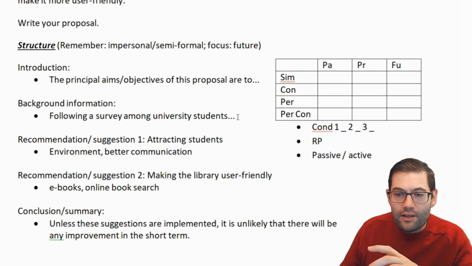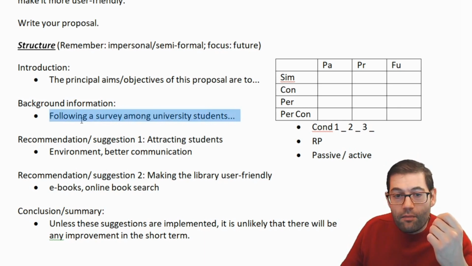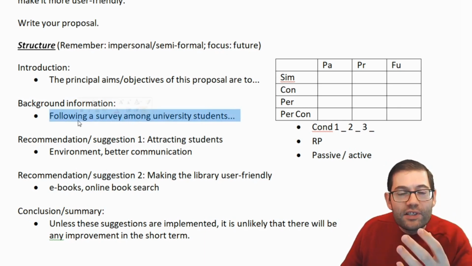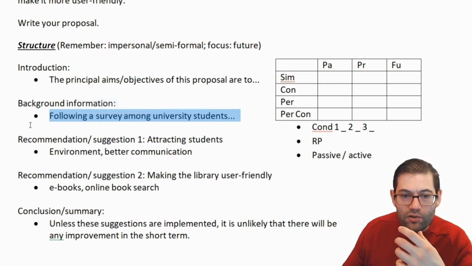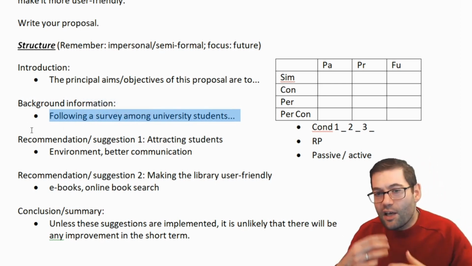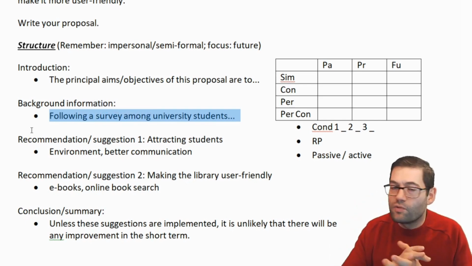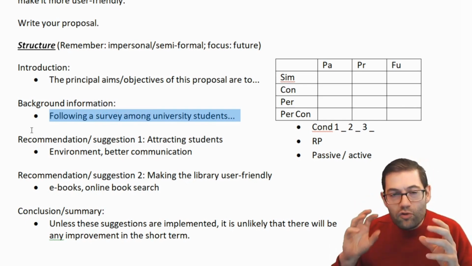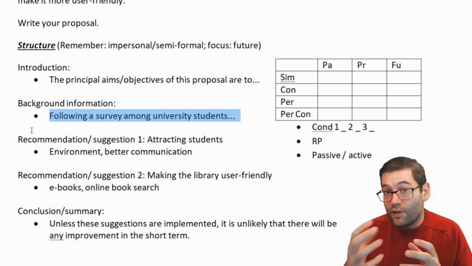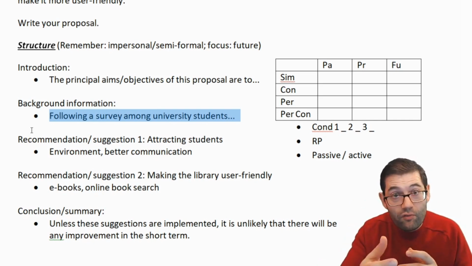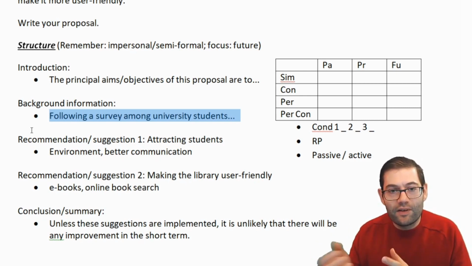Background information. Now you've got to invent some information from somewhere which provides the background for your proposal. So, for example, following a survey amongst university students, after having conducted interviews with XYZ, newspaper research has suggested. So we've covered lots of different grammar areas in just those 3 example sentences which create background information.